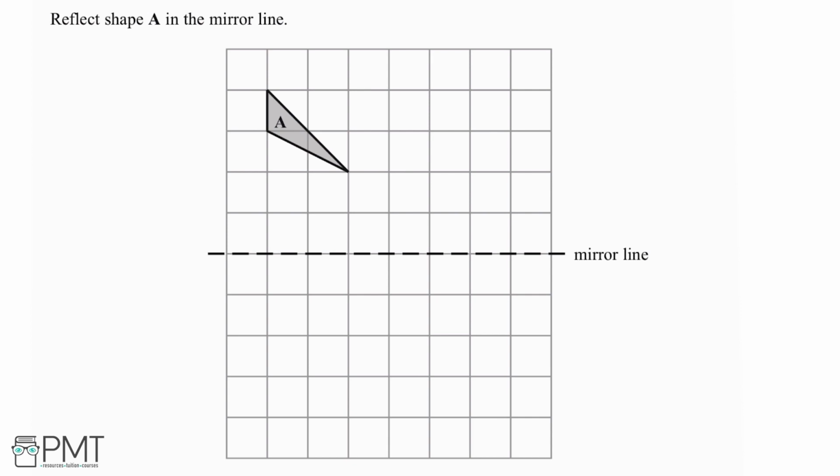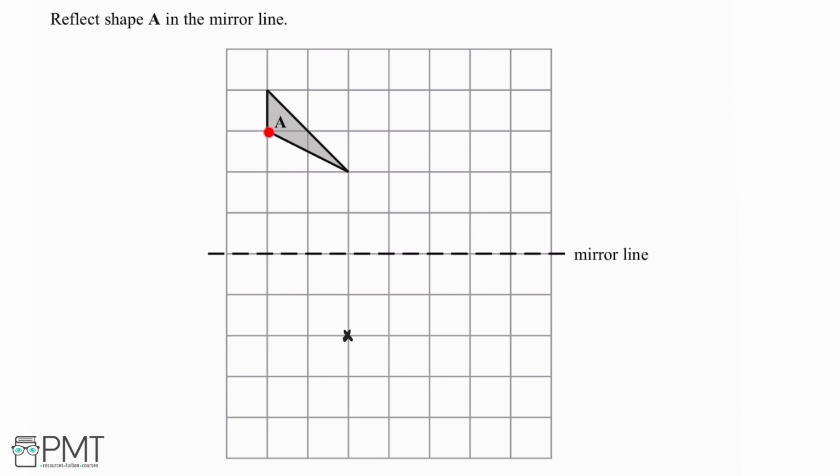Reflect shape A in the mirror line. So the way I'm going to do it is I'm going to look at each vertex here and reflect those points, and then I can join up the shape on the other side. So if I take this point here, for example, to get to the mirror line, I move 1, 2 spaces. So I'm going to do the same here. I'm going to move 1, 2 spaces, and I'm going to plot that point here.